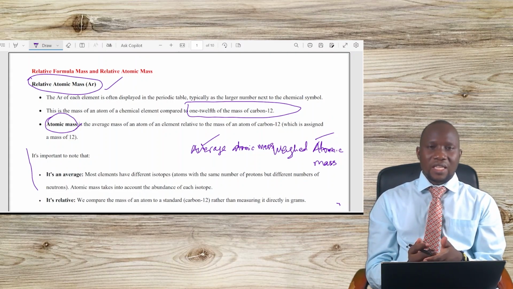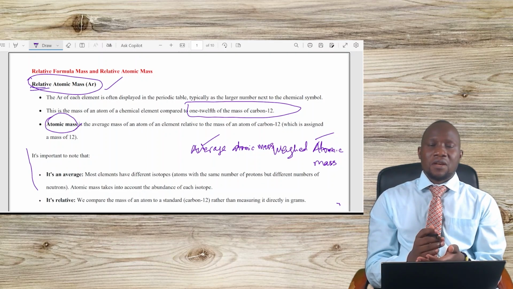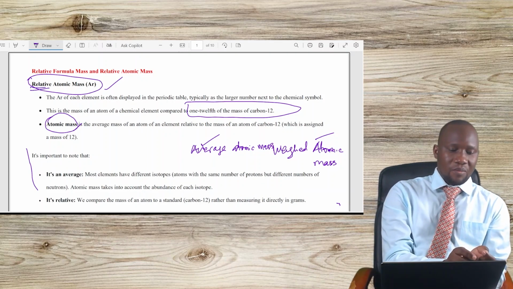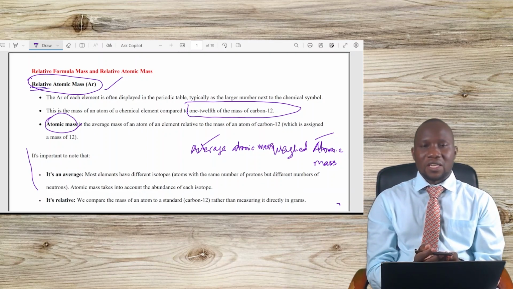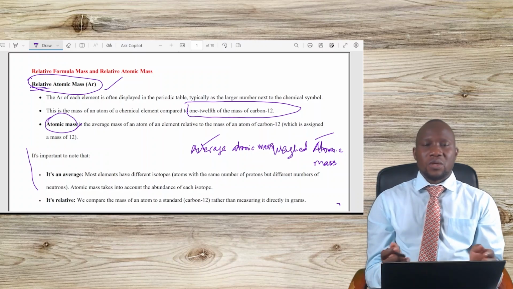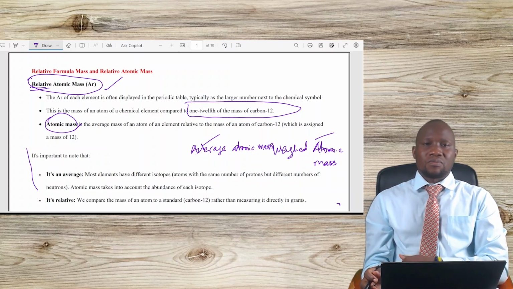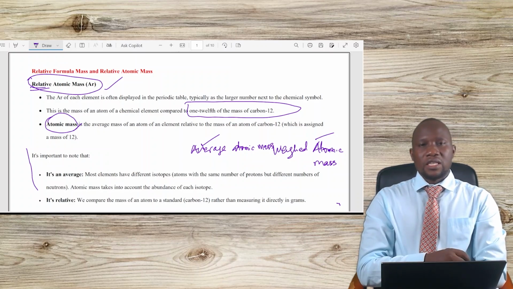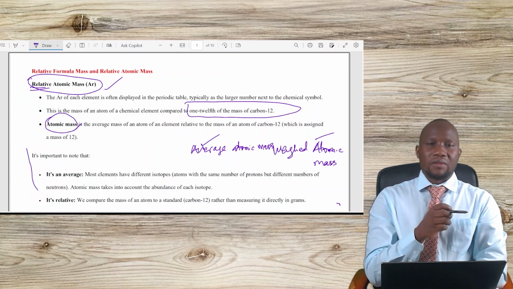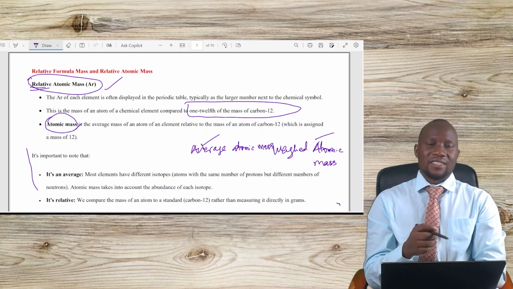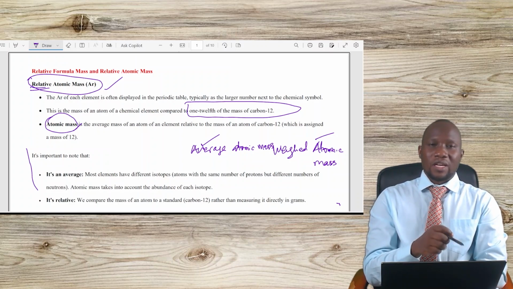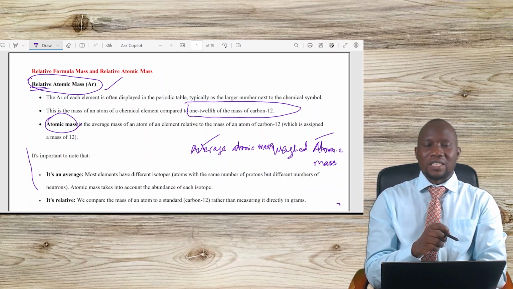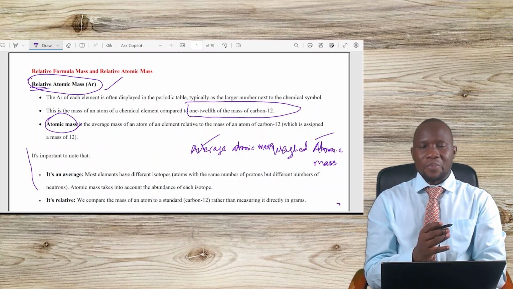So that's clear. Now we need to explain why we use the word relative. Why are we using the word relative? Often when we use the word relative, it means that we are comparing a given parameter with another. That is the use of the word relative in sciences.